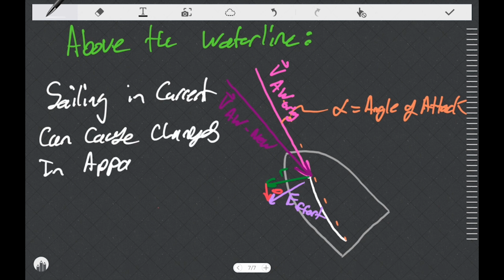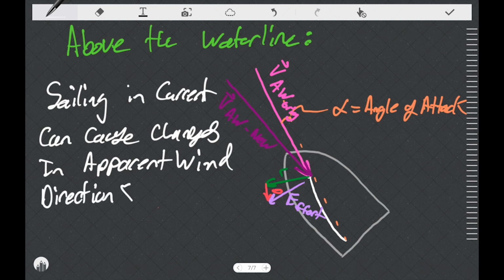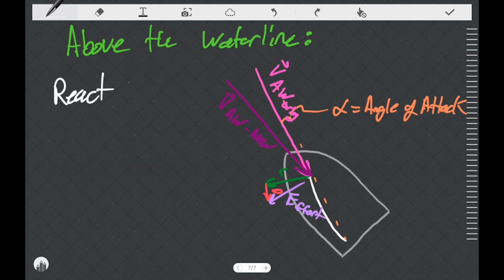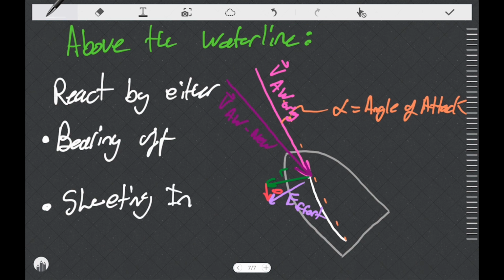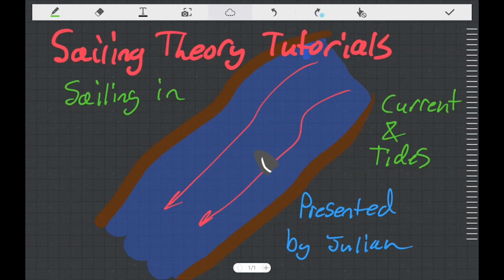So what we can take away from this is that when we're sailing in current, the current can cause changes in the apparent wind's speed and direction. It does that, of course, by changing the boat's velocity. And so, if we wanted to react to the situation that we've drawn here, we should either bear off or sheet in, or of course some combination of the two. This is going to conclude my sailing theory tutorial on sailing in current.